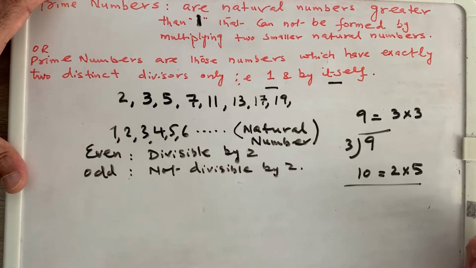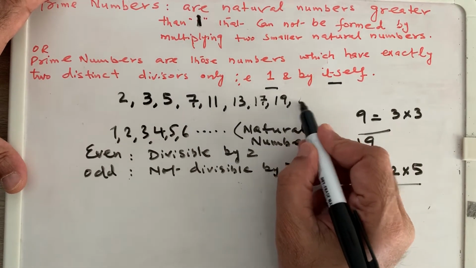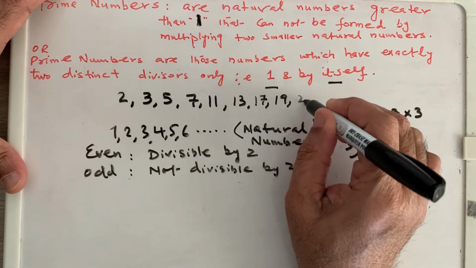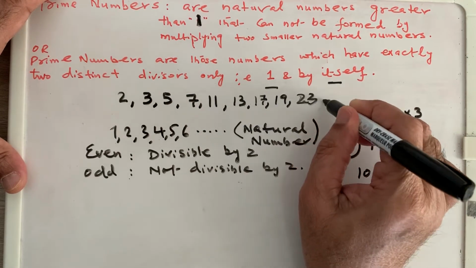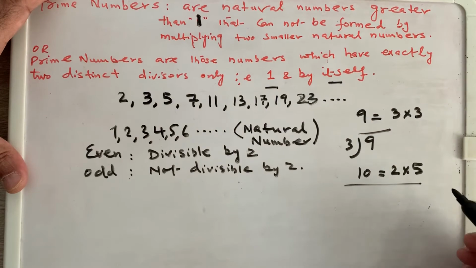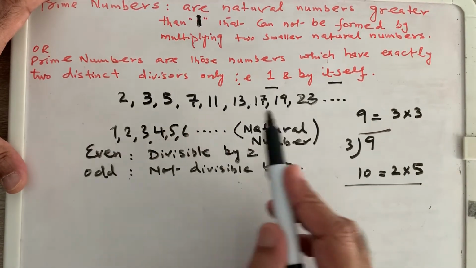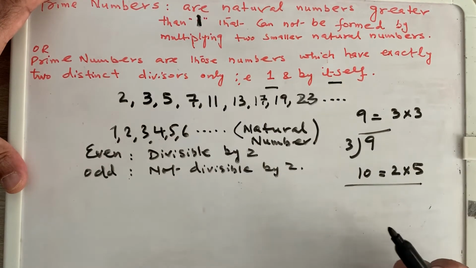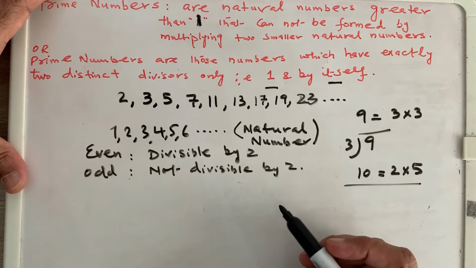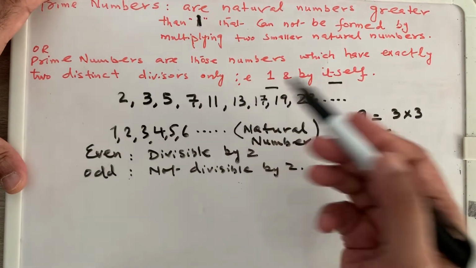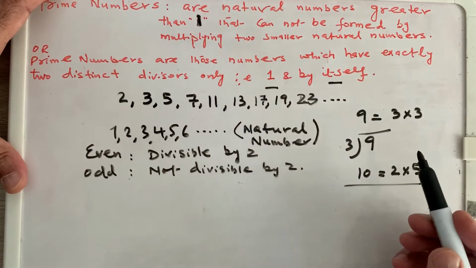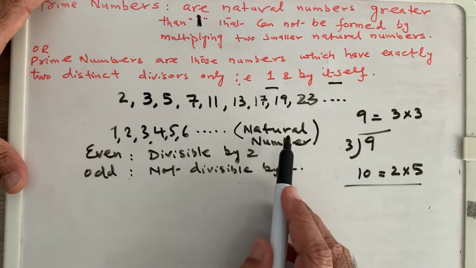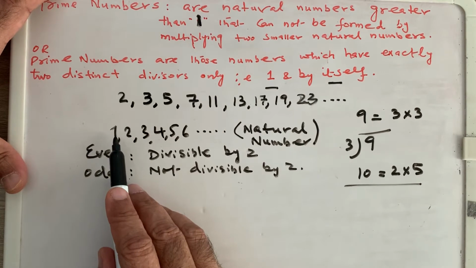22 is not a prime number. 23 is a prime number. So you can check by yourself the rest of the numbers which are prime. I gave you 2, 3, 5, 7, 11, 13, 17, 19, and I have the definitions, and we can read it both ways and check the number by both definitions. It is good. So natural numbers start from 1, right?